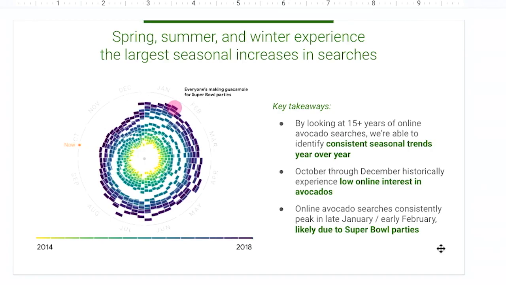We can also see that there's low online interest in avocados from October through December. This is an important insight that we definitely want to share. Even though avocados are a seasonal summer fruit, searches peak in January and February. For a lot of people in the United States, watching the Super Bowl and eating chips with guacamole is popular this time of year. Now, our audience knows what takeaways we want them to have before moving on.